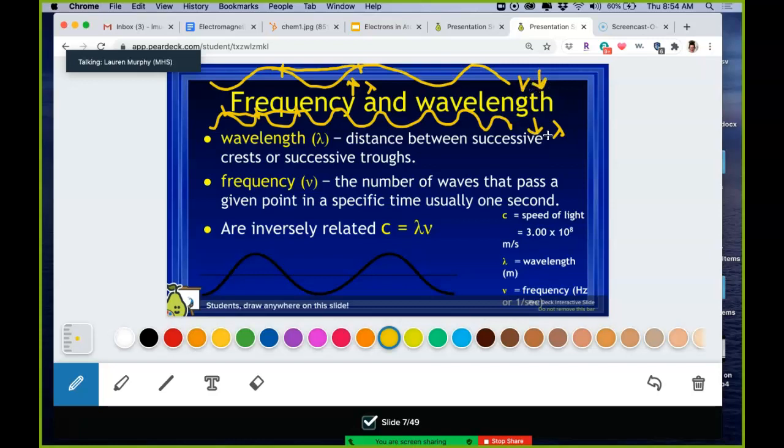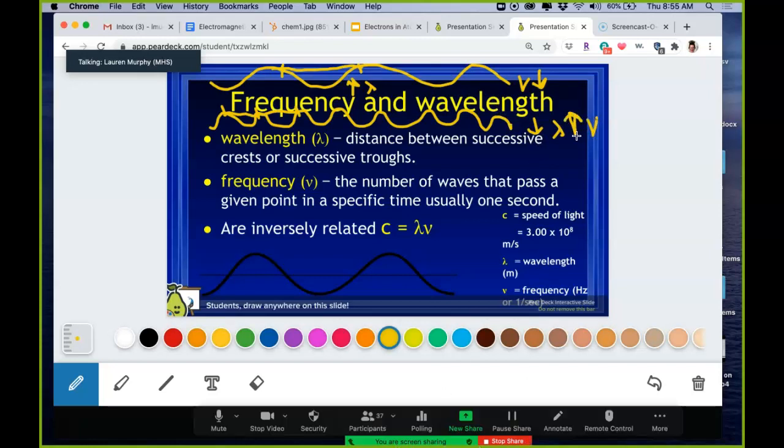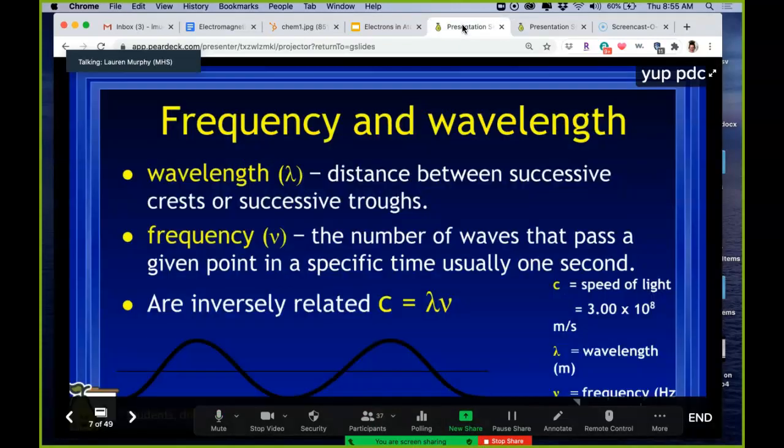Now, with a shorter wavelength, I see the waves a lot more times. 1, 2, 3, 4, 5, 6, 7, 8 waves in the same amount of time. So my frequency went up. I saw the waves more frequently. So that's what an inverse relationship means. When one thing gets bigger, the other thing gets smaller. Okay?